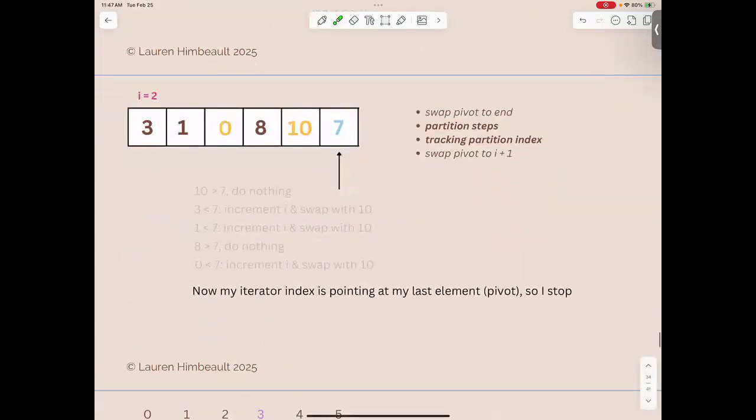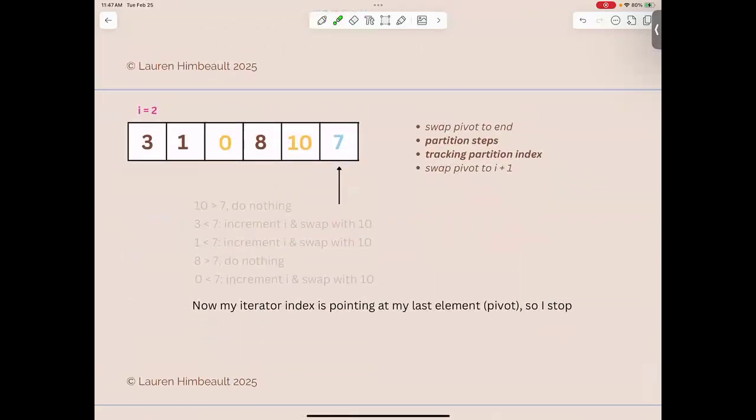So we go ahead and we do that swap. And now we see my iterator index, which is what I've been referring to in this video as J, is pointing at my last element. It's at my pivot, so I stop. I don't have to do anything with my pivot. So at this state in the program, I is 2, which, as we said, is representative of the very last element in the subarray of smalls. These are all less than the pivot. And everything from I+1 to N, or I guess N-1, is going to be bigger than our pivot. And we know that our pivot is in this position right here.